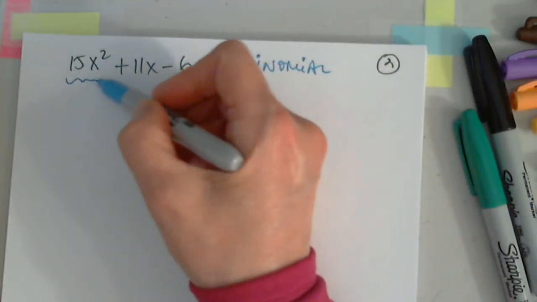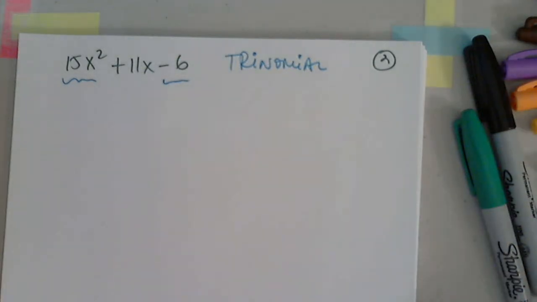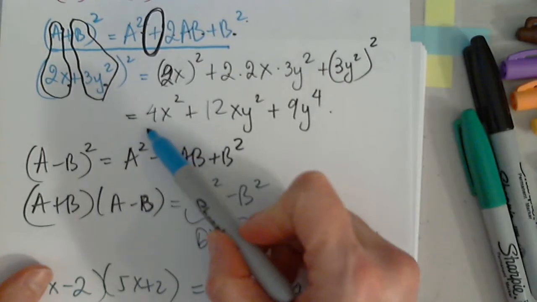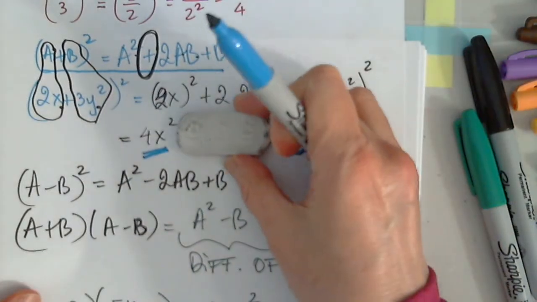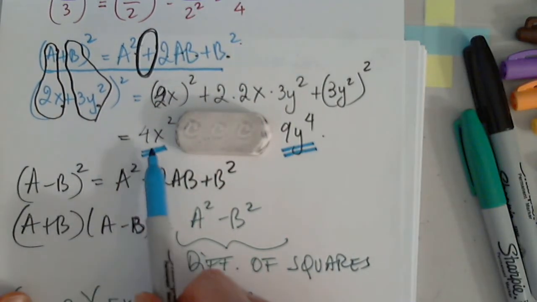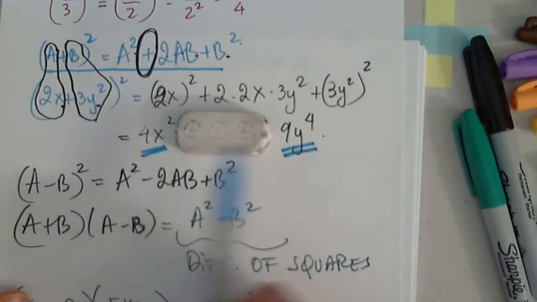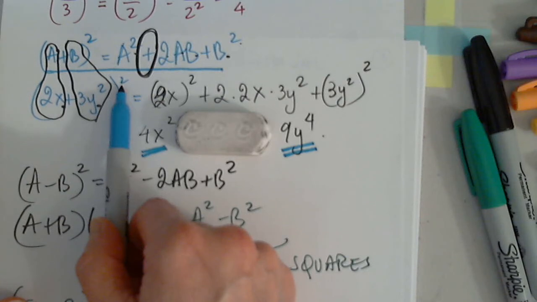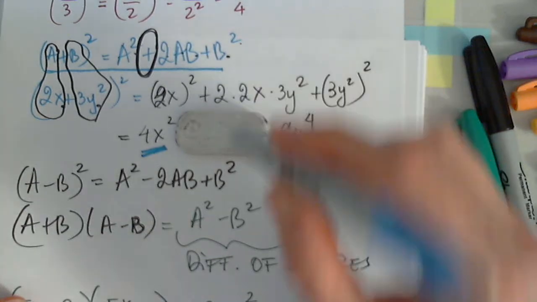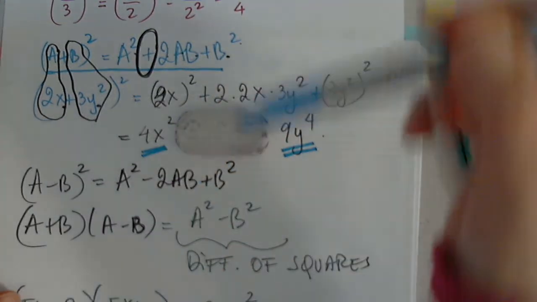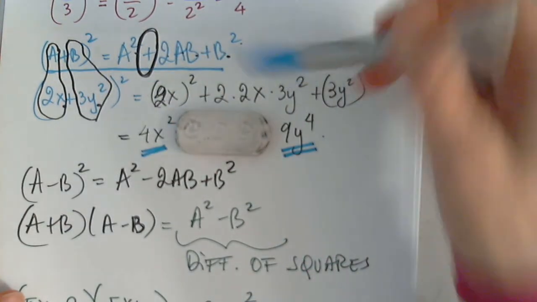And this is not a perfect square, and this is not a perfect square. What does that mean? Well, if this is a perfect square and this is a perfect square, going backwards I expect this to be 2x plus 3y squared. Is this good? It's very good, but not good enough because I have not checked the middle term. If the middle term of this expansion is not 2 times 2x times 3y squared, then I cannot factor.